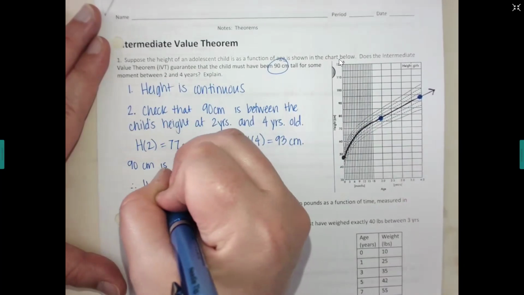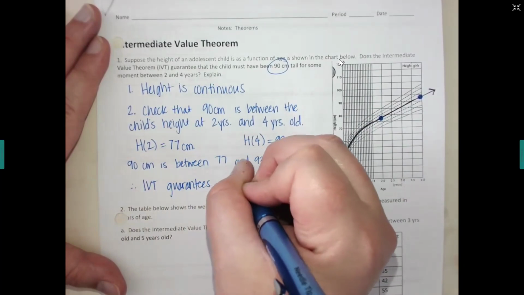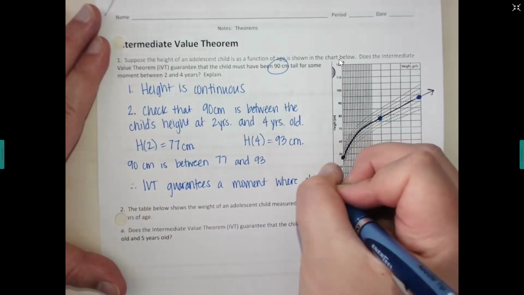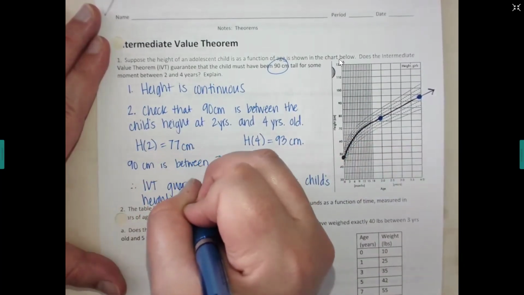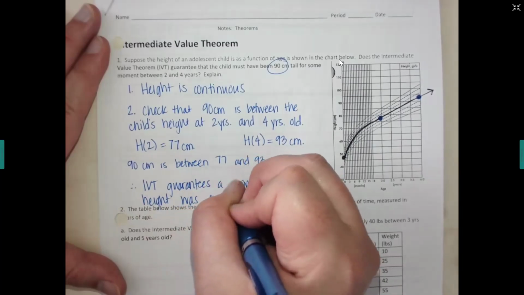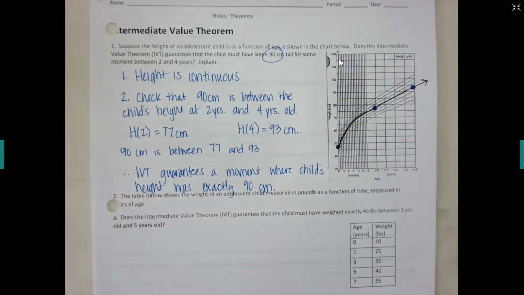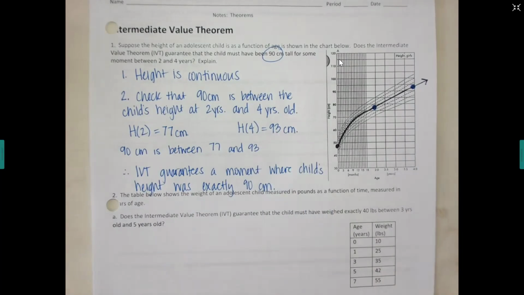Therefore, IVT guarantees a moment where the child's height was exactly 90 centimeters. But remember, if this is a continuous function, like height is, then that should make sense. You can't go from 77 to 93 without hitting all the heights between them along the way. Okay?